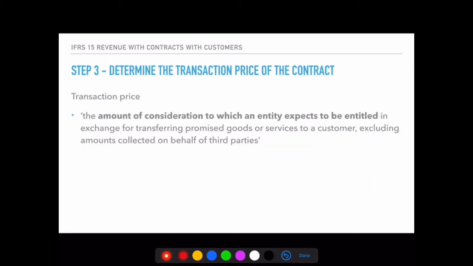In step 3, we have to determine the total transaction price, which is the amount of consideration that you expect to receive in exchange for transferring goods or services. And this excludes amounts collected on behalf of third parties, such as tax.